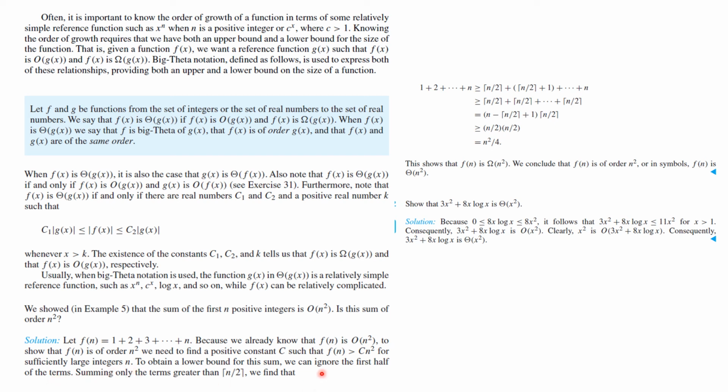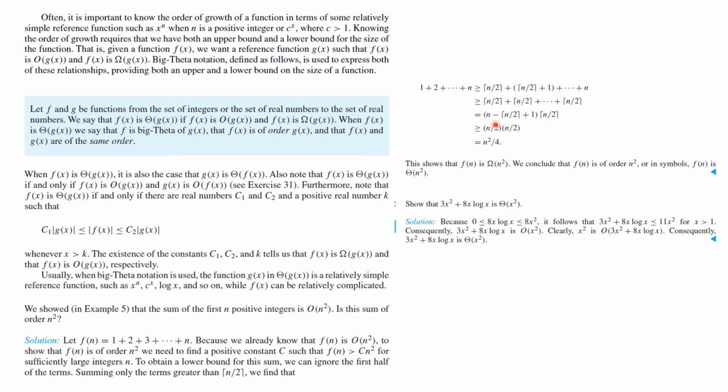Well, to obtain a lower bound for this sum, you could ignore the first half of the terms and sum only the terms greater than or equal to the greatest integer less than or equal to n over 2. So we say that this sum is bigger than or equal to the sum of just the last half of these terms. And now what I can do is say that all of these numbers are bigger than or equal to the smallest of these numbers.